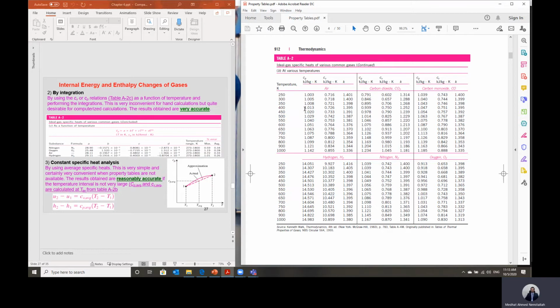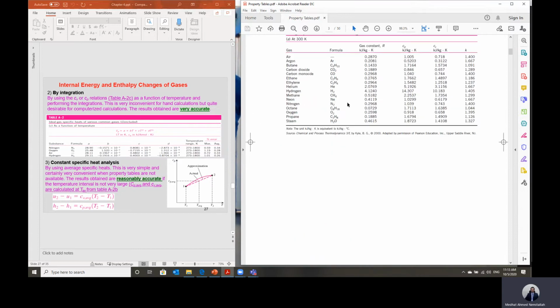If the working fluid is air, then this is the value of Cp, and this is the value of Cv. If another working fluid, carbon dioxide, then this is Cp and this is Cv in this case. This is Table A-2, and this is A-2b.